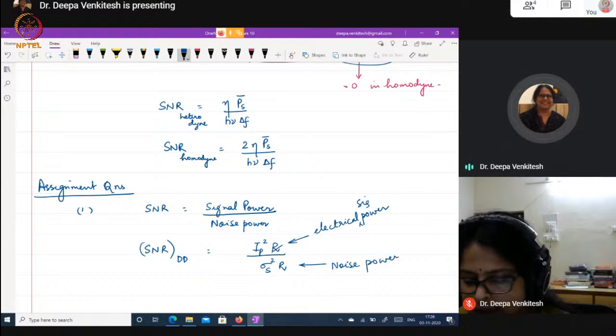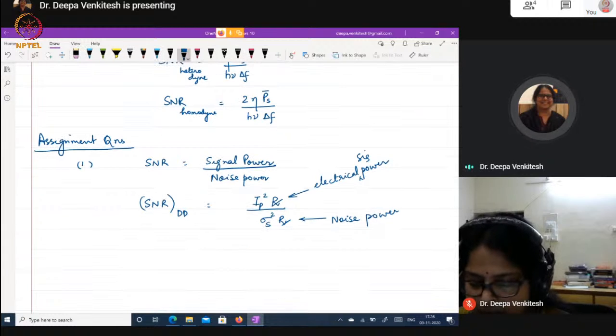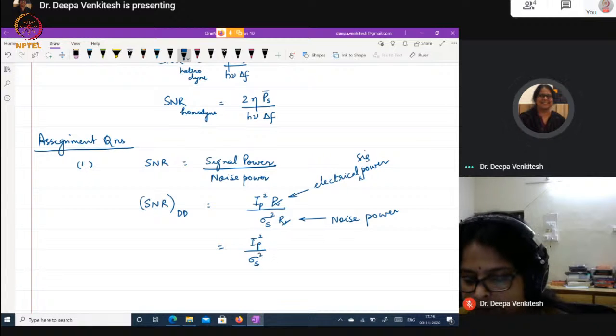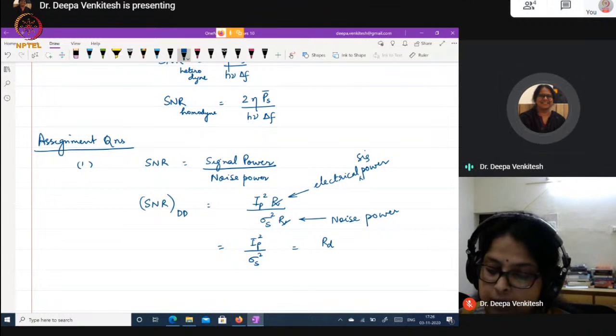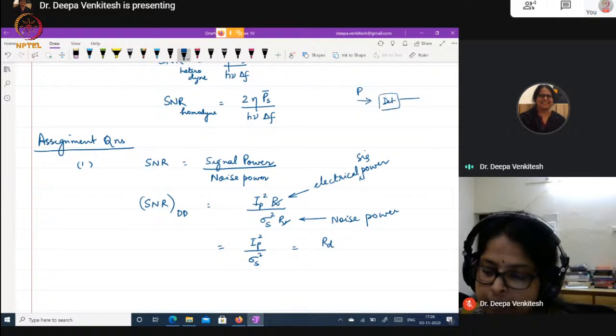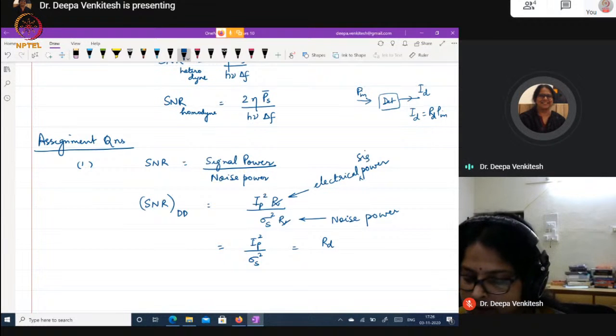And of course, this R cancels because it is the same impedance. So you will get SNR as IP square divided by sigma S square. Now, what is IP? It is the photocurrent. And what is photocurrent? We already said that if a power P falls on the detector, it gives you a current, the detector current, which is RD times Pin, if Pin is the power that is falling.